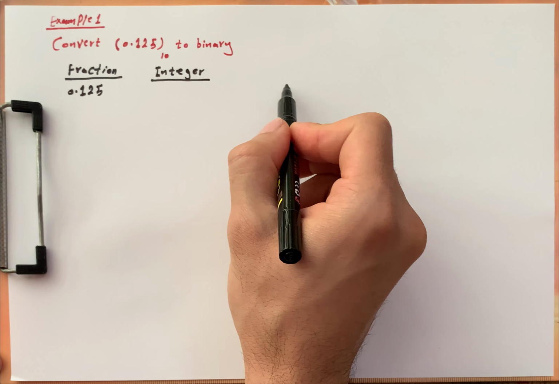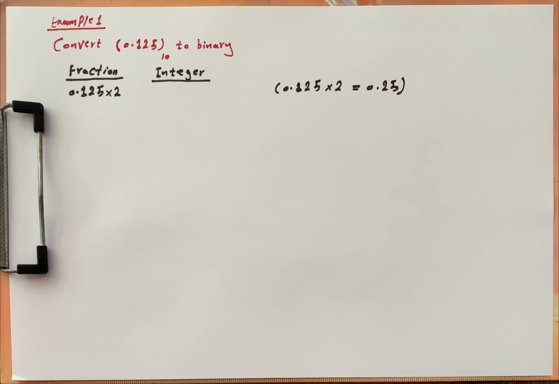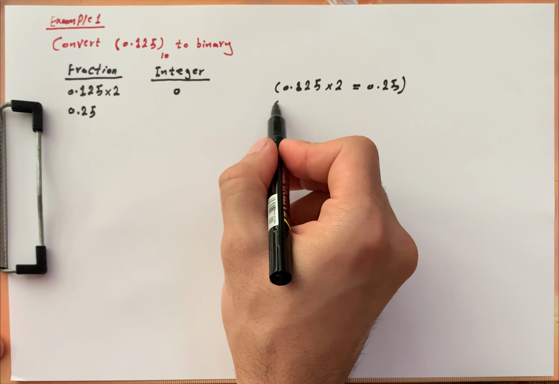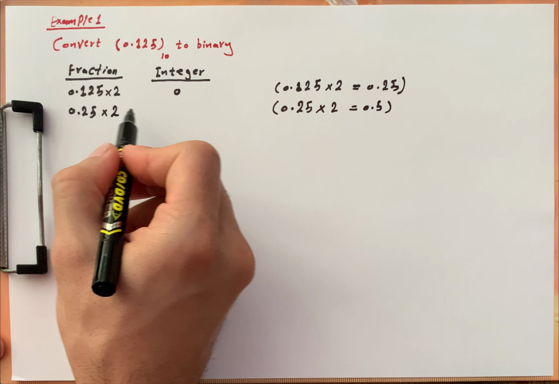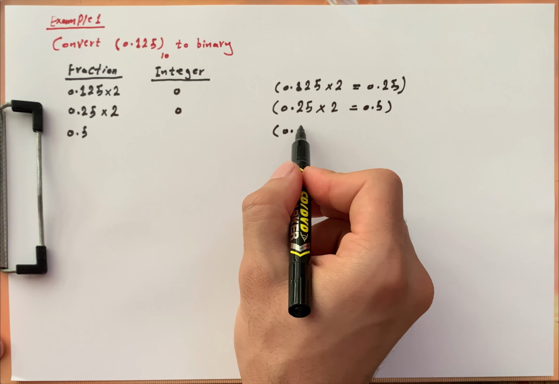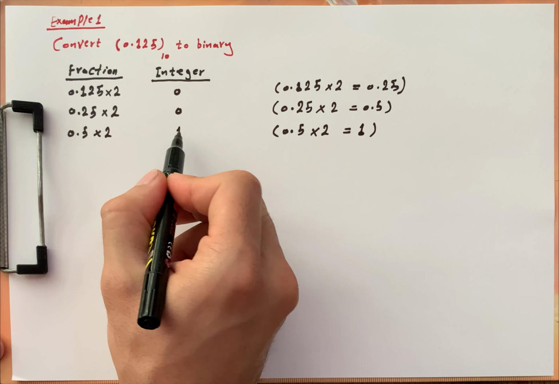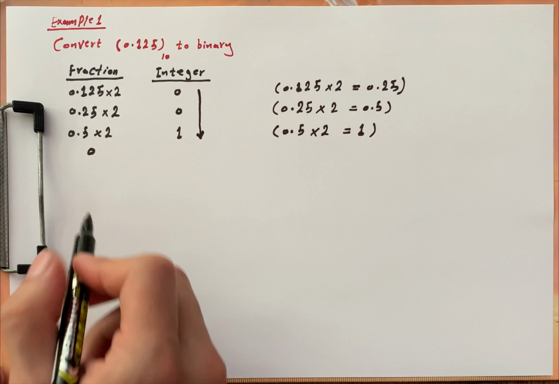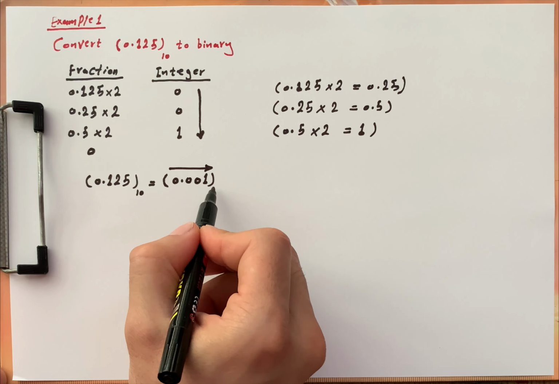Multiply the number 0.125 by the base 2 equal to 0.25, so the integer part is 0 and the fractional part is 0.25. Then multiply 0.25 by the base 2 equal to 0.5, so the integer part is 0 and the fractional part is 0.5. Then multiply 0.5 by the base 2 equal to 1, so the integer part is 1 and the fractional part is 0. Traverse the integer column from top to bottom. So the number 0.125 in decimal is equal to 0.001 in binary.